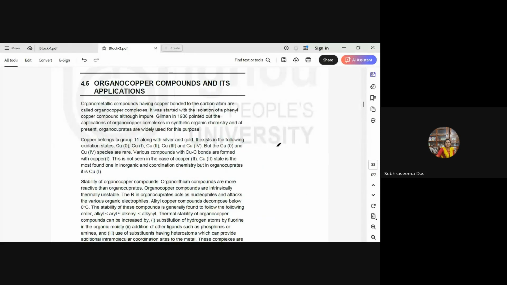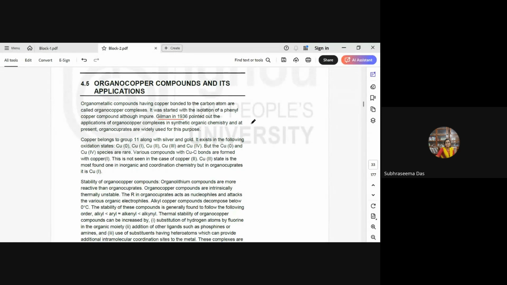Now coming to organocopper compounds and their applications. Organocopper compounds were first discovered by Gilman, for use in synthetic organic chemistry. Copper can exist in Cu0, Cu1, 2, 3, and 4, but the Cu0 and Cu4 species are very rare. Various compounds with Cu–C in the plus one state have been formed.